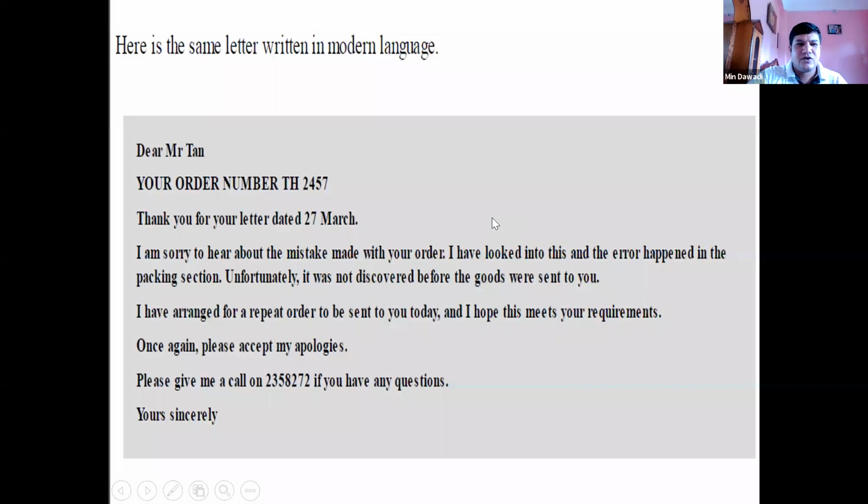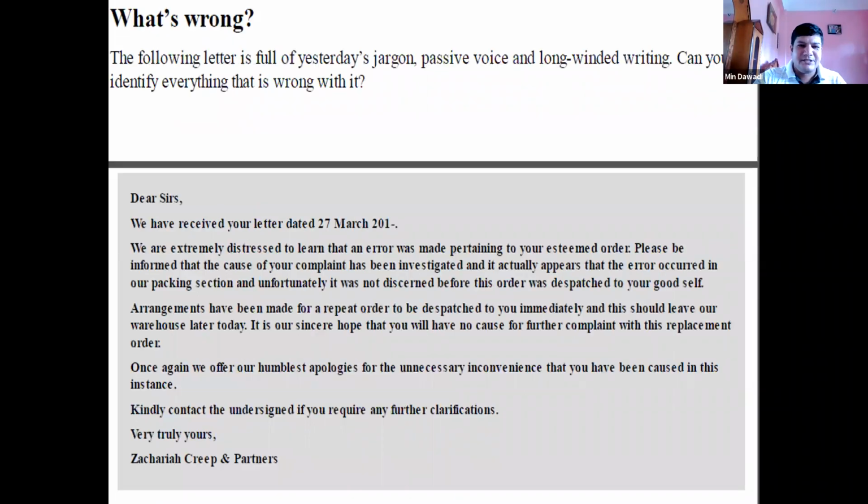Okay, so here is an example of a letter, a business letter, maybe an email. Okay, what's wrong? Exam मा आउन सक्छ एउटा wrong चाहिँ text दिएको हुन्छ, त्यसलाई हामीले right बनाउने. So the following letter is full of yesterday jargon, passive voice and long-winded writing. Can you identify everything that is wrong with it and make it correct? Make it short and simple.